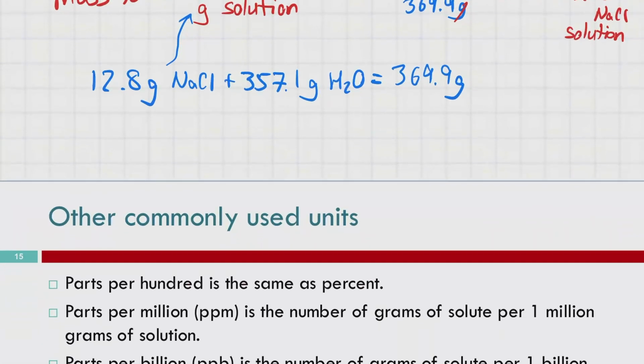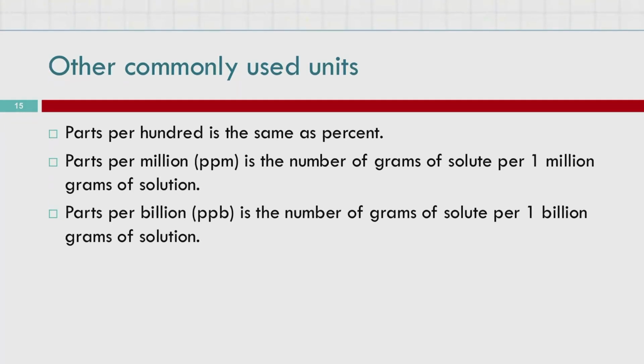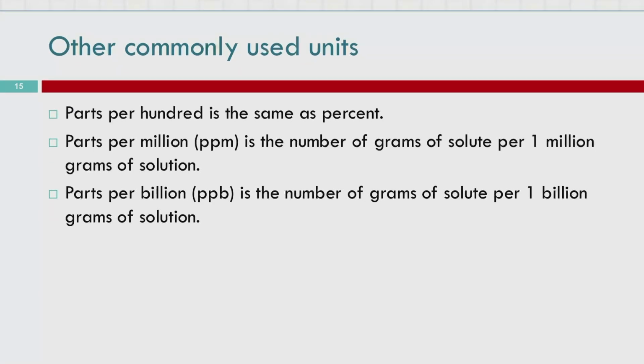Great. There are other units that we can use. Parts per 100. There's a whole system of parts per. Parts per 100 is the same as percent. There's also parts per 1,000, which is the same as per mil.